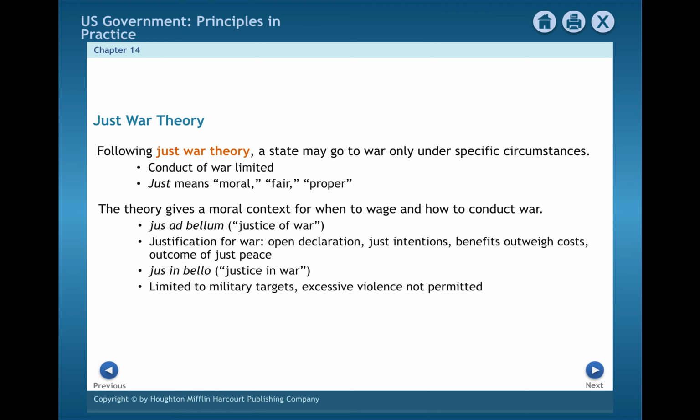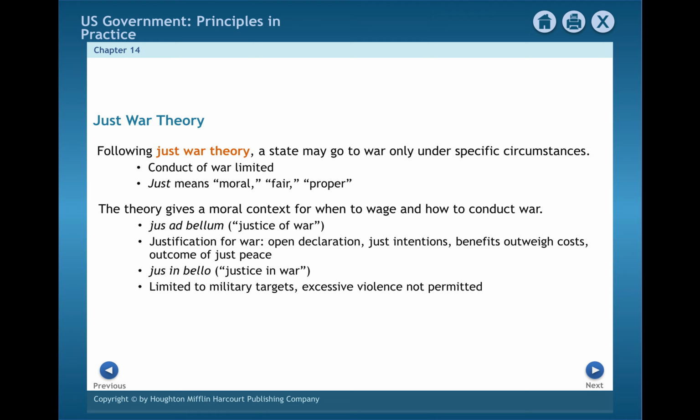The second principle is having just intentions. And then third, you must ask yourself, is it worth the cost? Are the benefits possibly gained worth the potential cost? Is there a chance of winning? And is it the only option? So if the costs will outweigh the benefit to your nation, if you have no chance of winning, is it right to send people and soldiers in to die? And if there are other options, those options should be exercised before the entering of war.